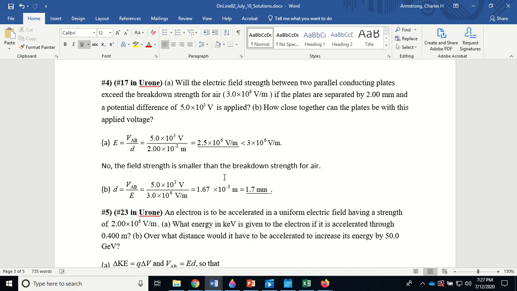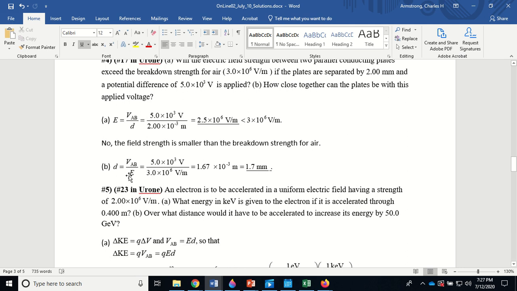Then B, how close together can the plates be with this applied voltage? Okay, so we want to avoid this right here. This is the number we want to avoid, otherwise it'll break down. So we solve for d. We have the same voltage here, and we don't want this. If we make the plates too close together, we'll get that breakdown. The field will be enough to cause it to break down. So if we put the two plates at 1.7 millimeters, remember right now they are 2 millimeters apart, if we put them closer together at 1.7 millimeters, then we would reach the 3 times 10 to the 6 volts per meter, and we'd have it break down on us.